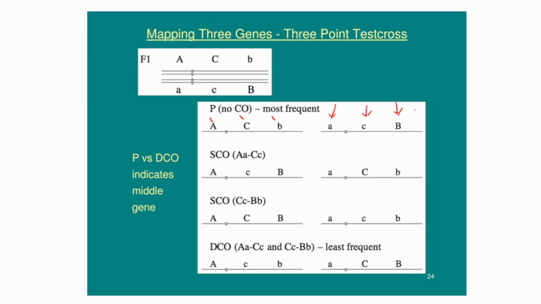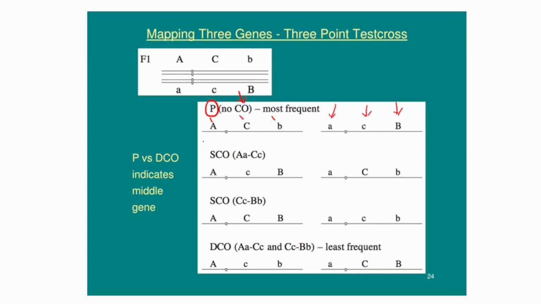Capital A and small a doesn't matter in this case because they are just alleles, or they are just variations of the same genes. So the picture lists different outcomes. The first one is P, that means parental, and we don't see any crossover here. That's why it's written no CO.